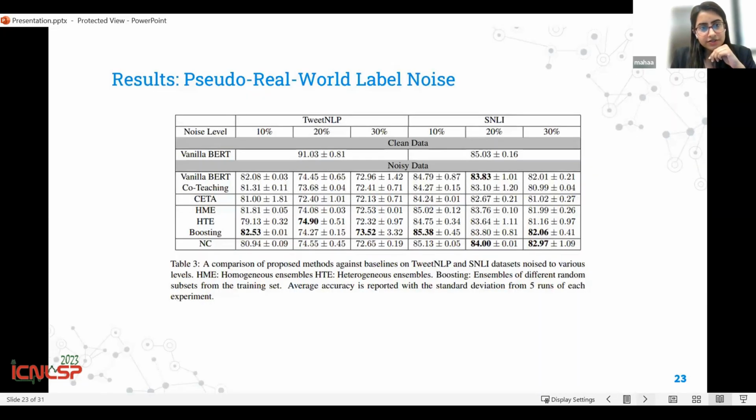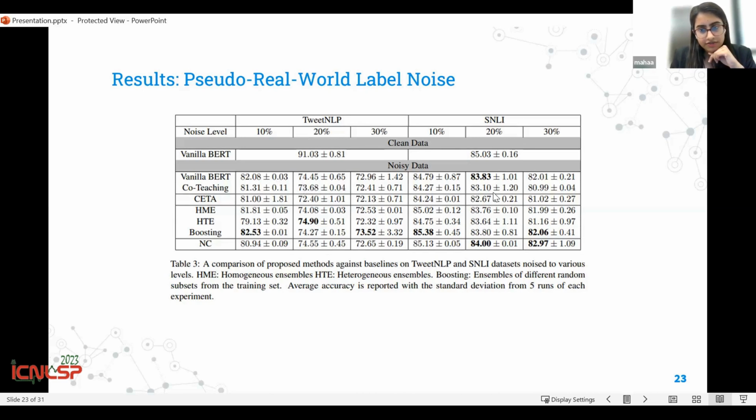Here you can see the results for the pseudo real-world label noise data sets. Once again, you can see the performance of the model on the clean data, and then the performance of the model on noisy data. You can also see that as the noise level increases, the vanilla BERT baseline performs significantly worse. Over here, we can observe that CETA does not outperform the vanilla BERT baseline.